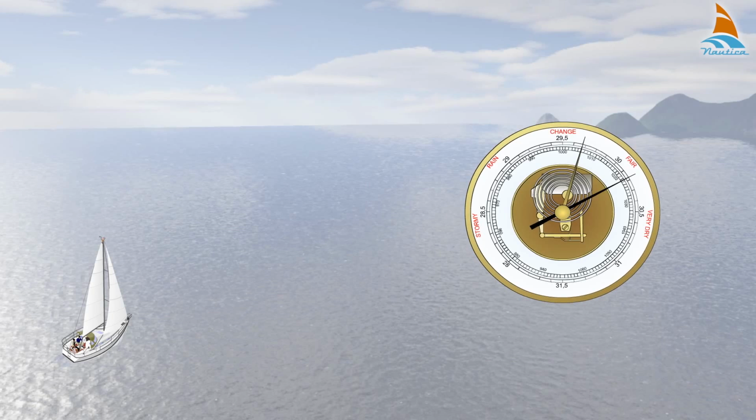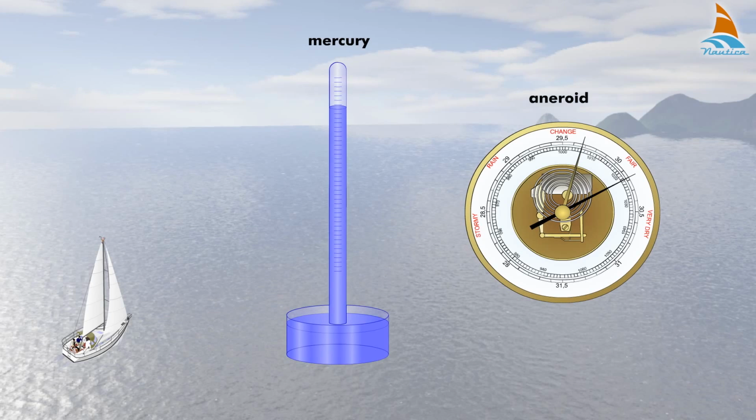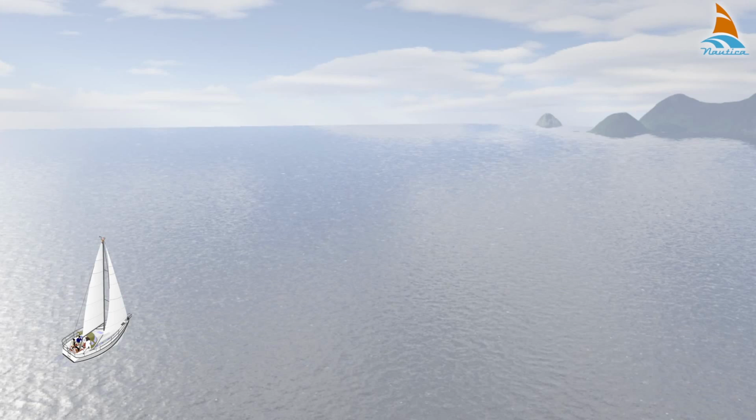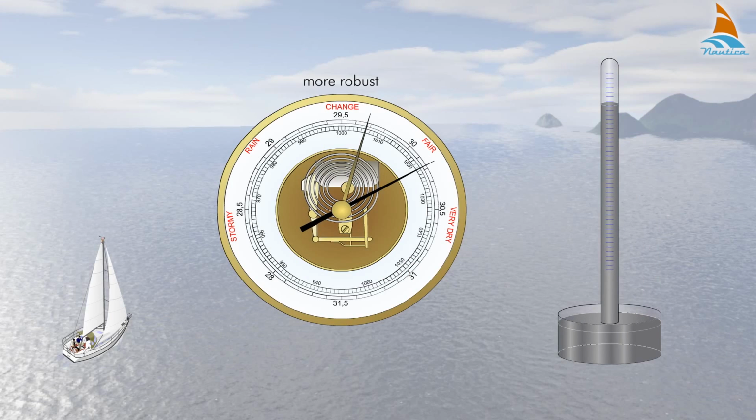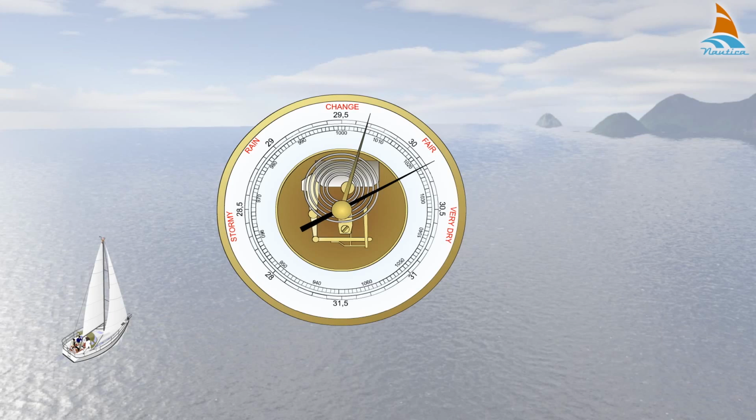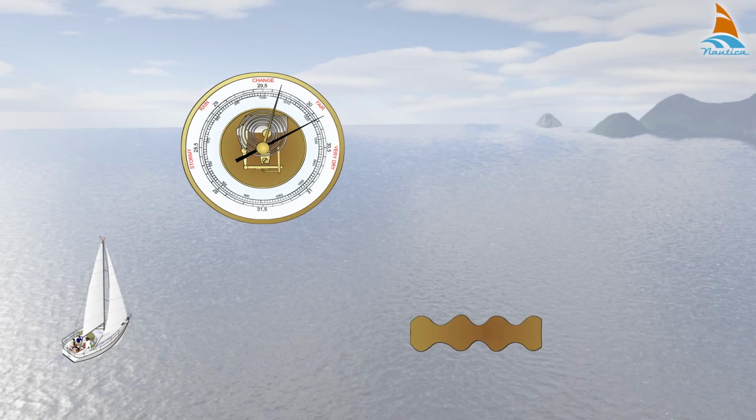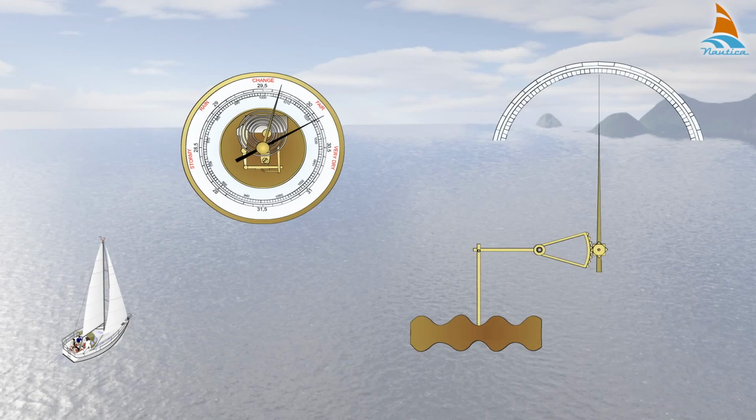There are two types of barometers, mercury and aneroid. Small vessels most often use an aneroid barometer. Although it's not as accurate as a mercury barometer, it's more robust, compact, and affordable. The aneroid barometer consists of a corrugated container nearly exhausted of air, with a spring inside, along with a lever, pointer, and a graduated dial.